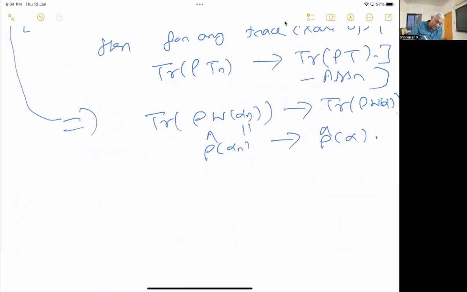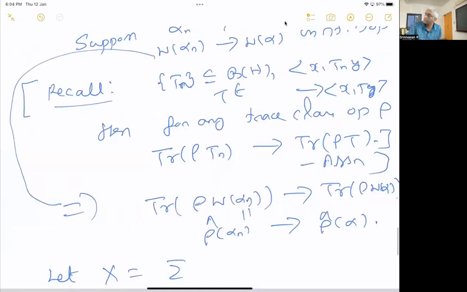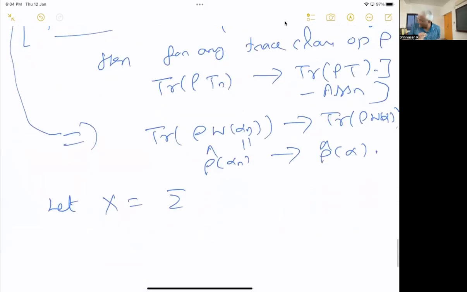Essentially, this side of the theorem is telling you the properties of the characteristic function. And if it satisfies those three properties, it actually comes from a state. Otherwise, it is non-trivial. We have to produce a state.